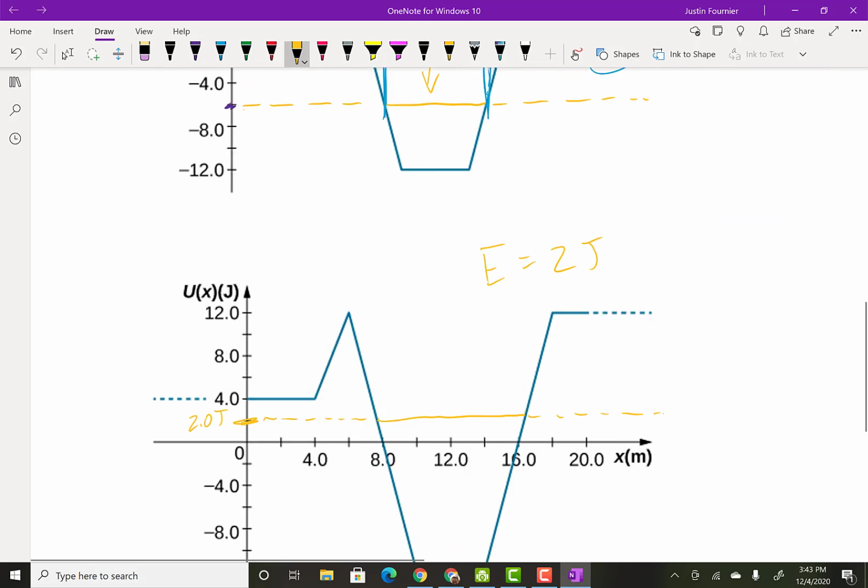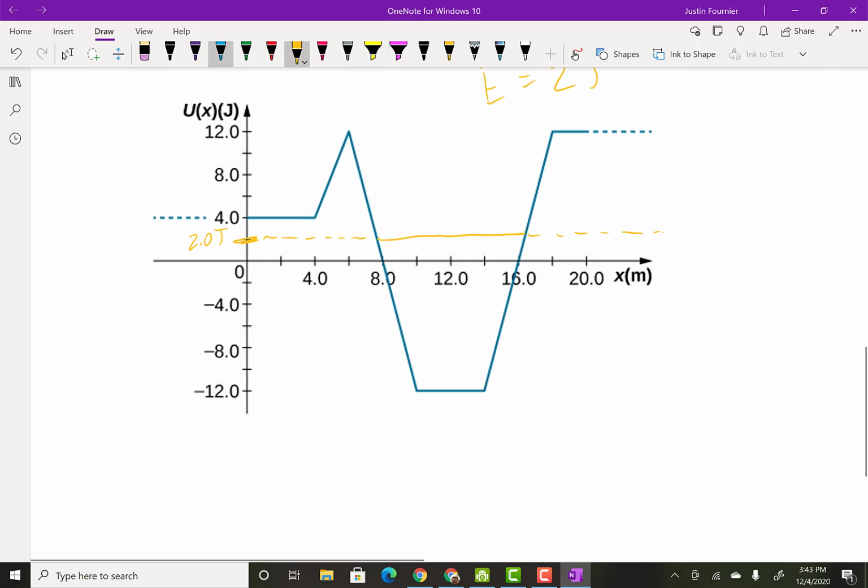So, oh yeah, we're trying to find the minimum and maximum again. I would say about right here is the biggest that you're going to get there, and about right here is the biggest that you're going to get there. So I would say it's a little less than 17, but bigger than 16. So let's say 16.5 meters is the maximum position here, and then this would be 7.5 meters would be the minimum position.